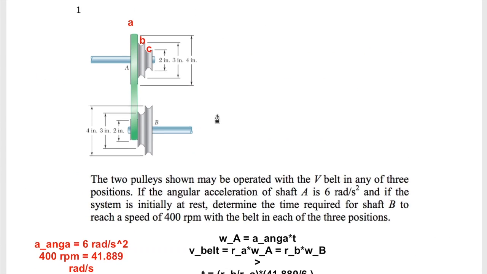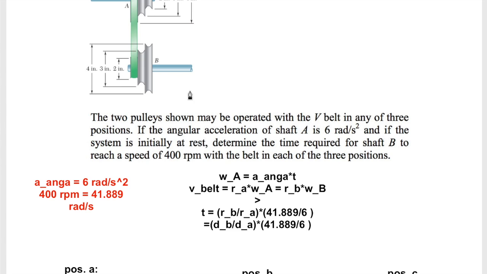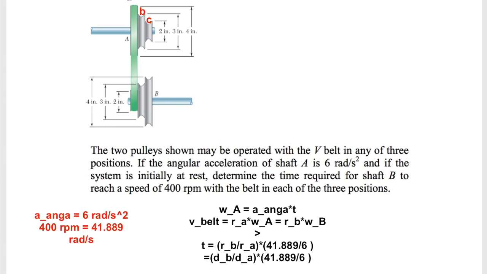Okay, so final question. We're given these two pulleys. I just gave them positions here, so it's a little easier. There are 3 different positions. We know that the angular acceleration of shaft A is 6 radians per second squared, and the system initially starts from rest. And we need to determine the time required for shaft B to reach 400 RPM with the belt in each of the 3 positions.